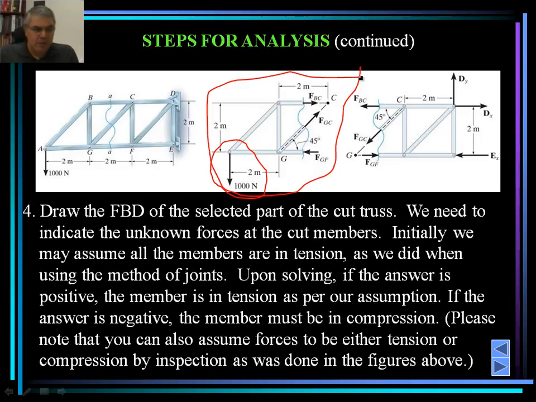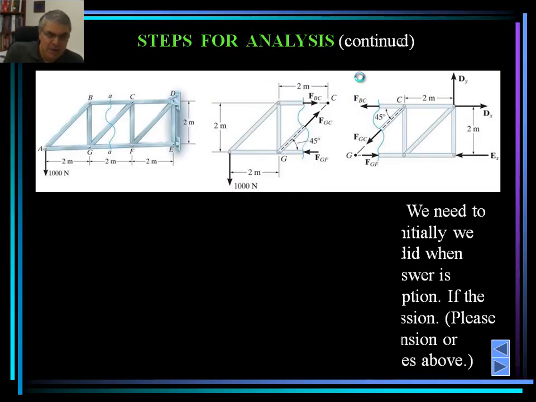So as with before, we assume the forces to be pushing away or pulling away from the joints. We assume those are in tension, and if it turns out that the answer is negative, then that means the original assumption needs to be switched. But we don't do that until the end. So if the answer is negative, it's important to keep that negative answer and carry it on through our calculations.